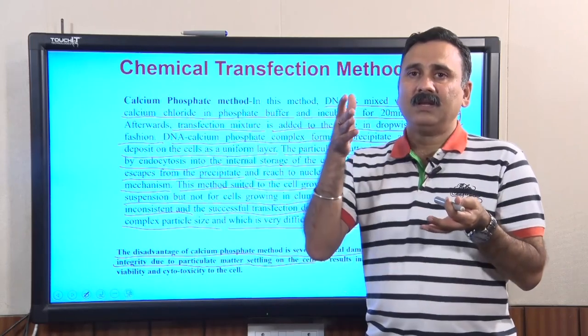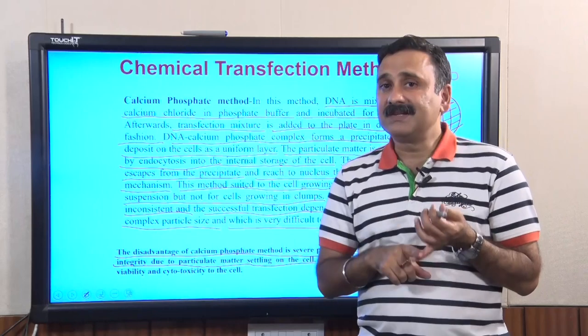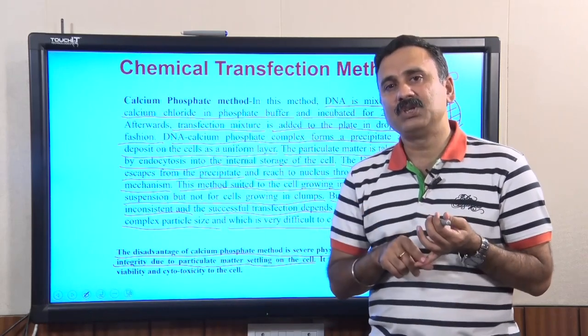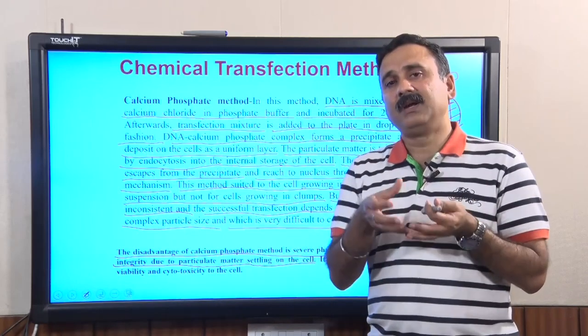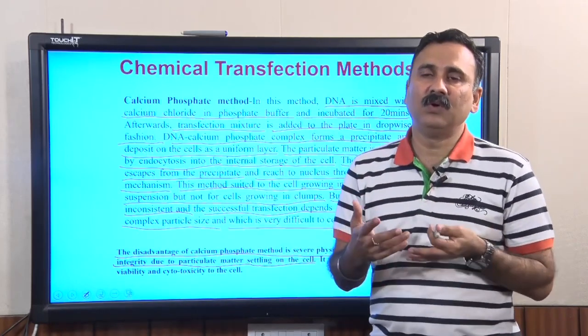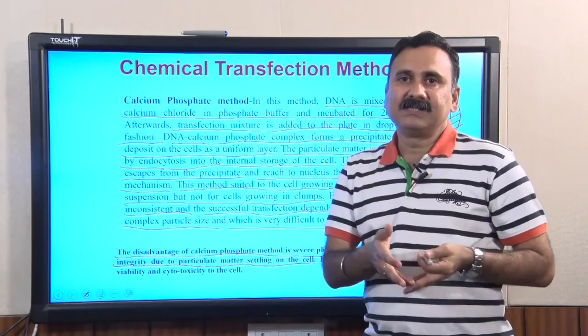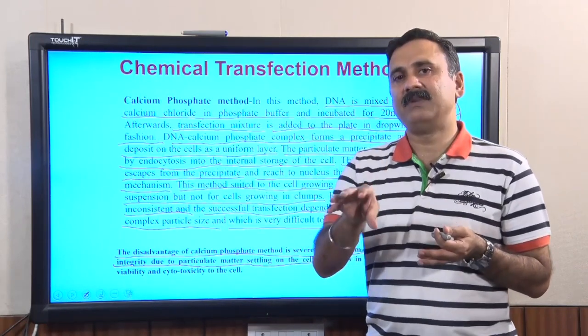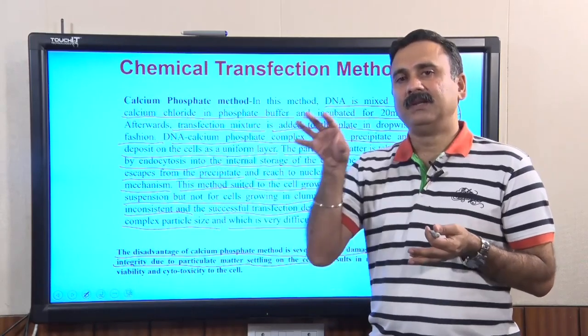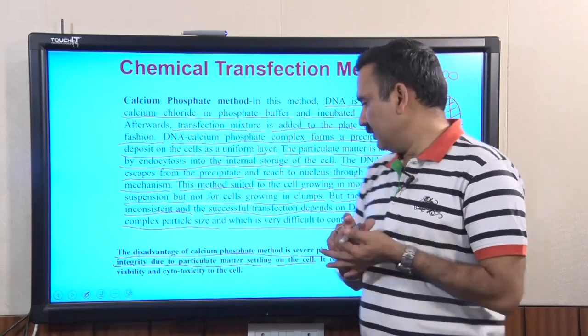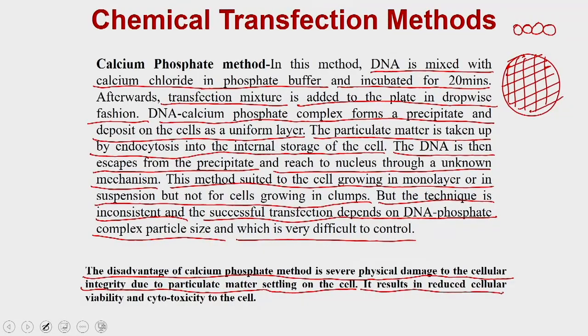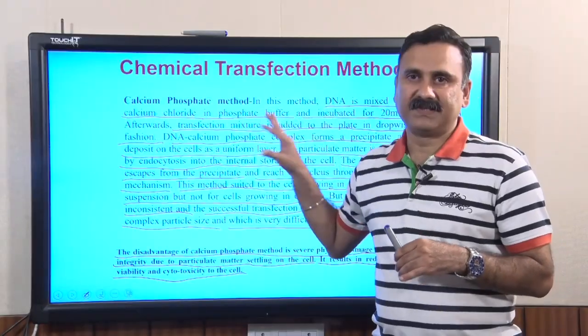Which means the calcium phosphate method has two disadvantages. One, it is inconsistent because you cannot control the aggregation of those particles and the size of those aggregates, because the size itself decides what transfection efficiency you are going to achieve at the end. The second, since you are working with aggregates, these aggregates also cause physical damage to the cell, and that may compromise the survival of these cells post transfection. At the end it reduces cellular viability and causes significant cytotoxicity to mammalian cells, and that is why the calcium phosphate method is not very popular for these cells.